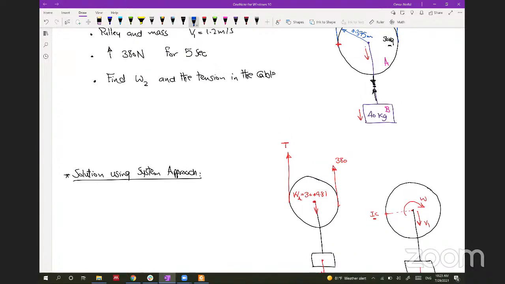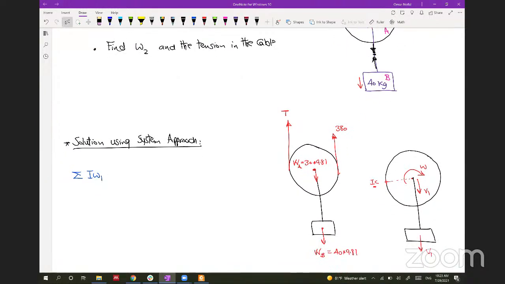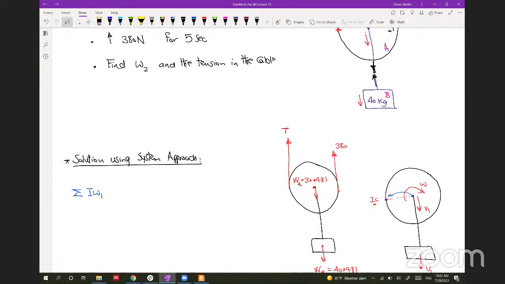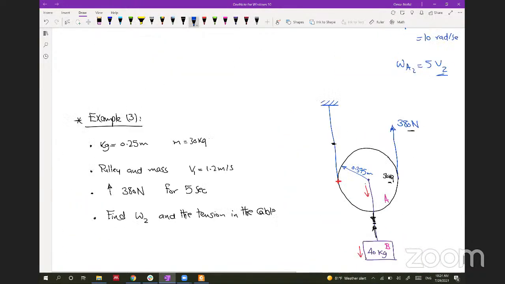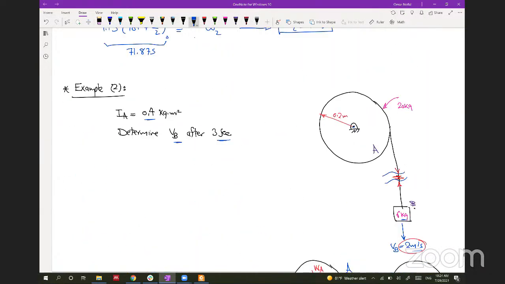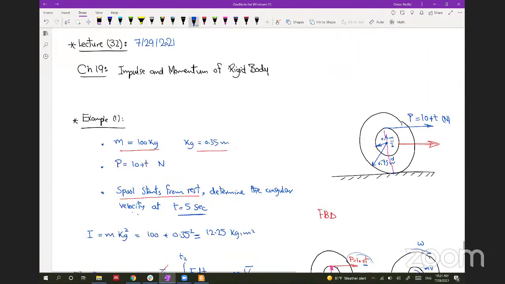For the moment, we will get the sum of the I multiplied by omega 1. So the inertia of this system multiplied by omega 1. And I will take the moment about the instantaneous center of zero velocity. So I will need to transfer from here and get here. To do this, let's see from previous lectures.